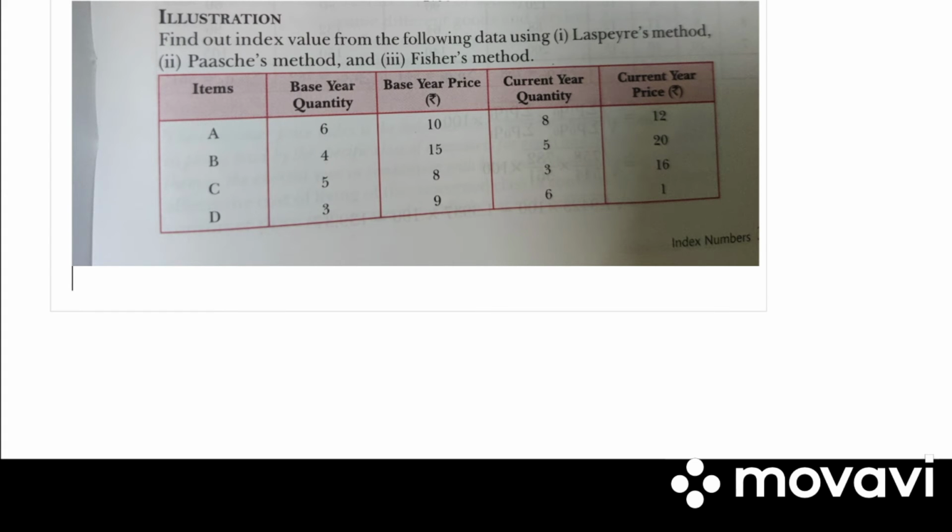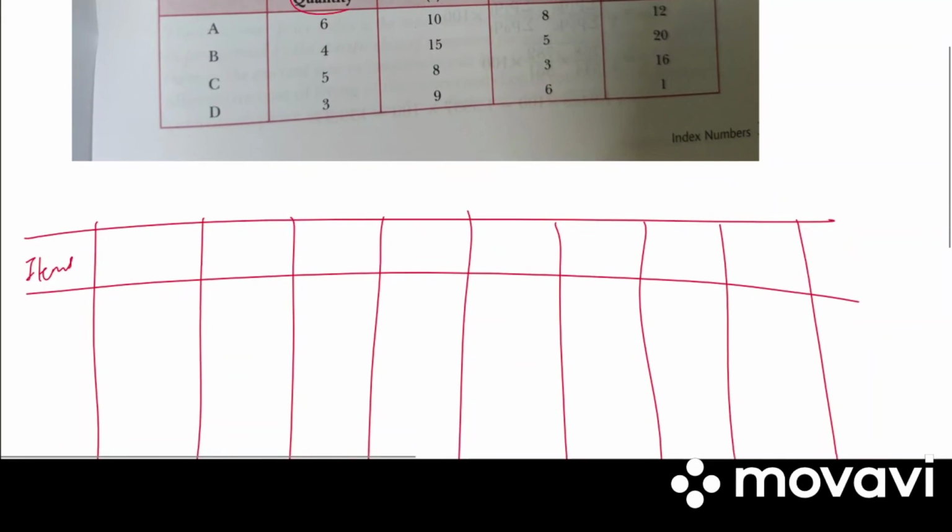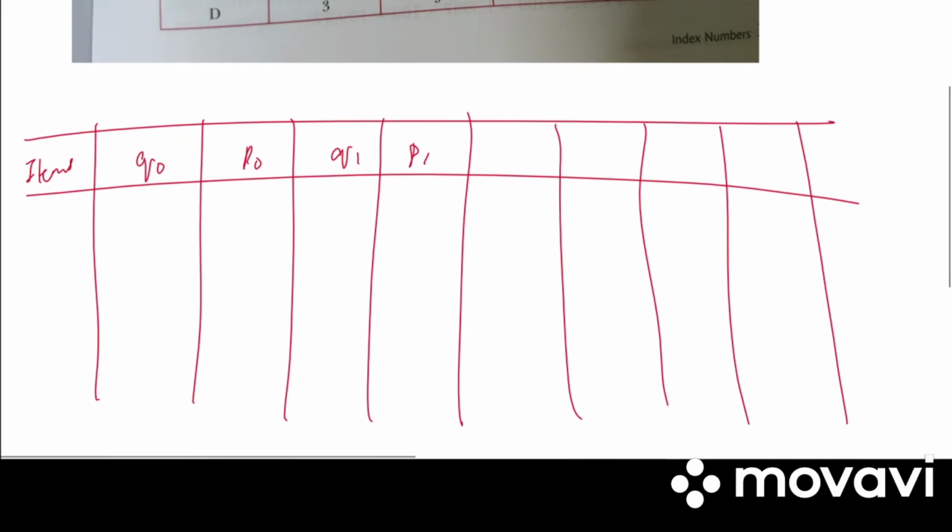Take down the next illustration. Find out the index value from the following using Laspeyres', Paasche's and Fisher's method. So, items. They have given us base year quantity, that is Q0, base year price P0, current year quantity Q1, current year price P1. So, what all we need to find out? P1 Q0, P0 Q0, P1 Q1, P0 Q1. A, B, C and D.